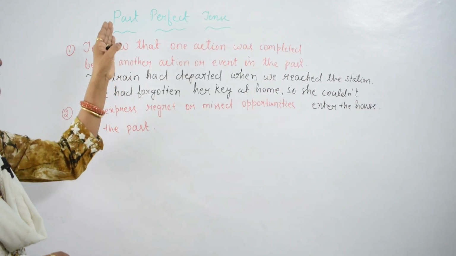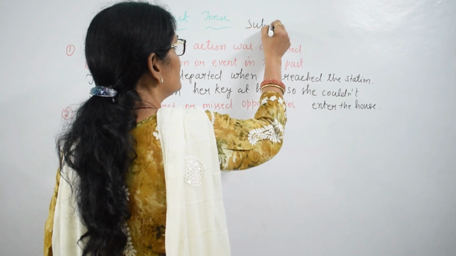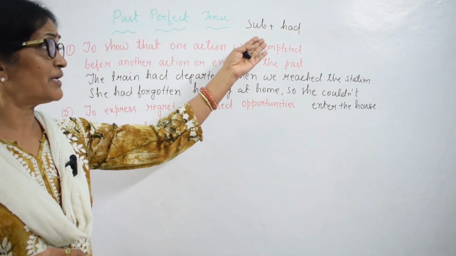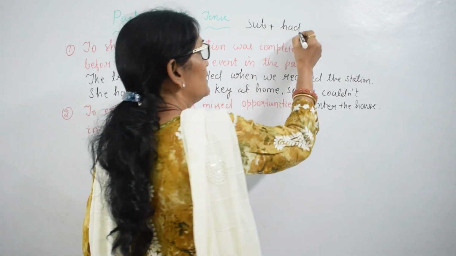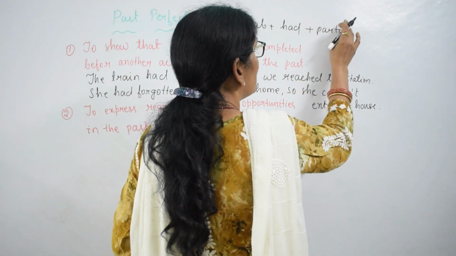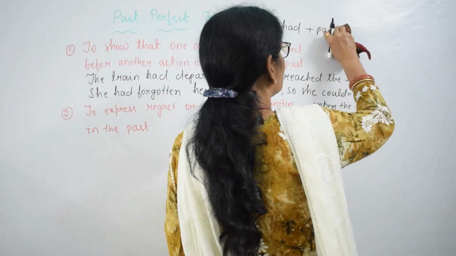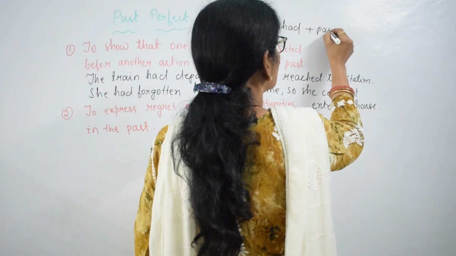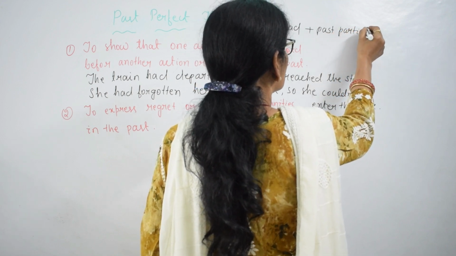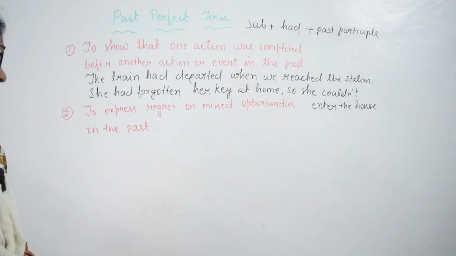The structure of past perfect: subject plus had, the auxiliary verb, plus past participle form of a verb.